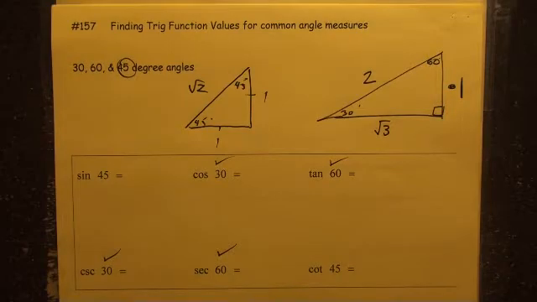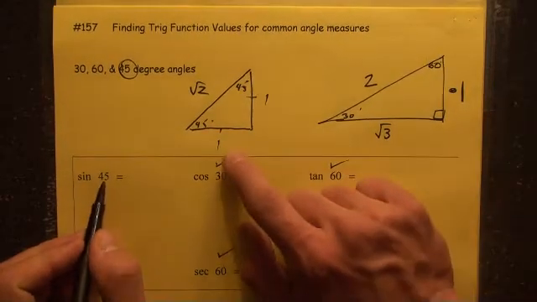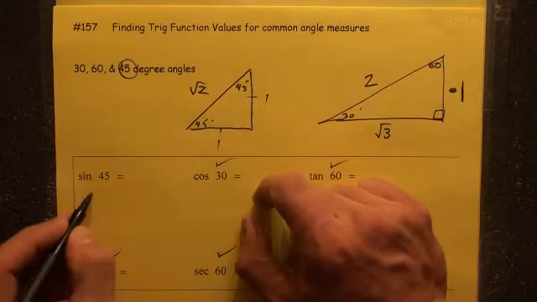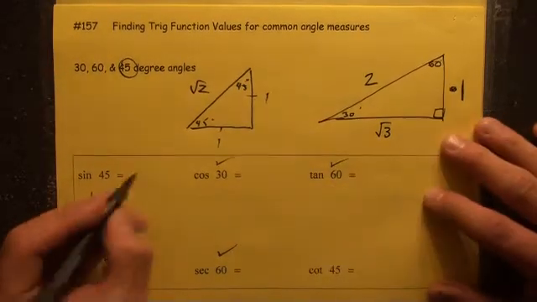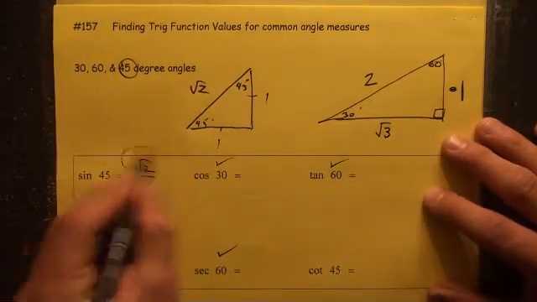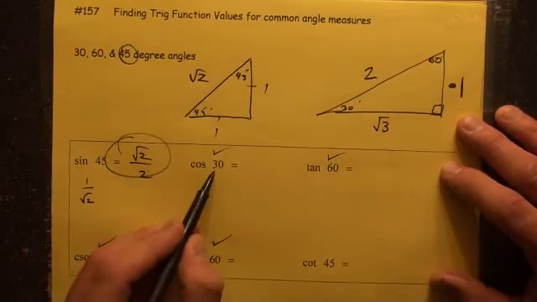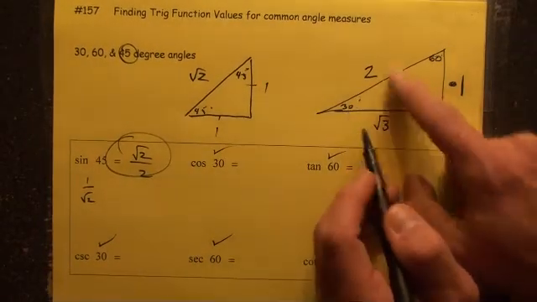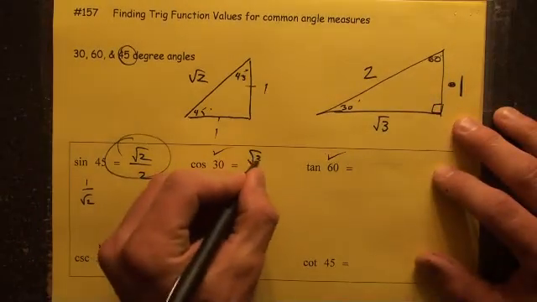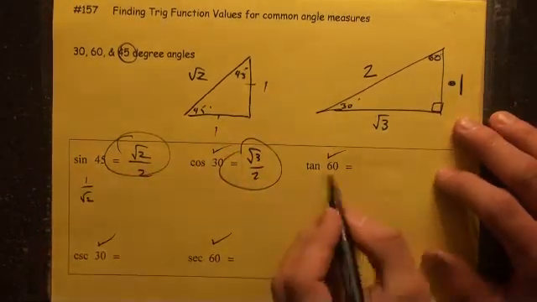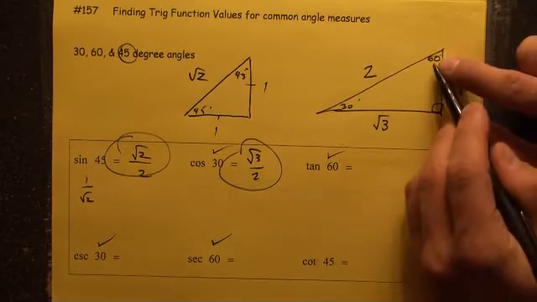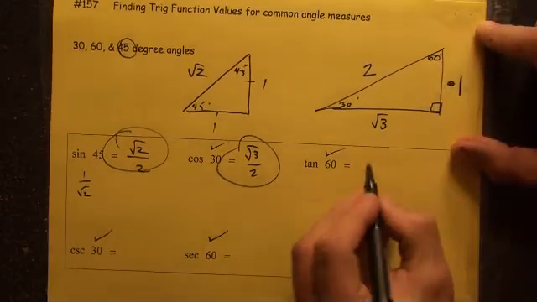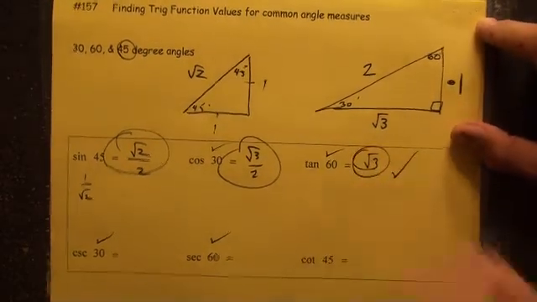These are workable. Sine 45, that points us here. Opposite over hypotenuse puts us at 1 over root 2. Rationalize the denominator, square root of 2 over 2. Alright? Cosine 30. Here's your 30. Cosine would have you do adjacent over hypotenuse, so therefore square root of 3 over 2. Okay? Tangent 60. That takes us here. Tangent is opposite over adjacent, so therefore square root 3 over 1.